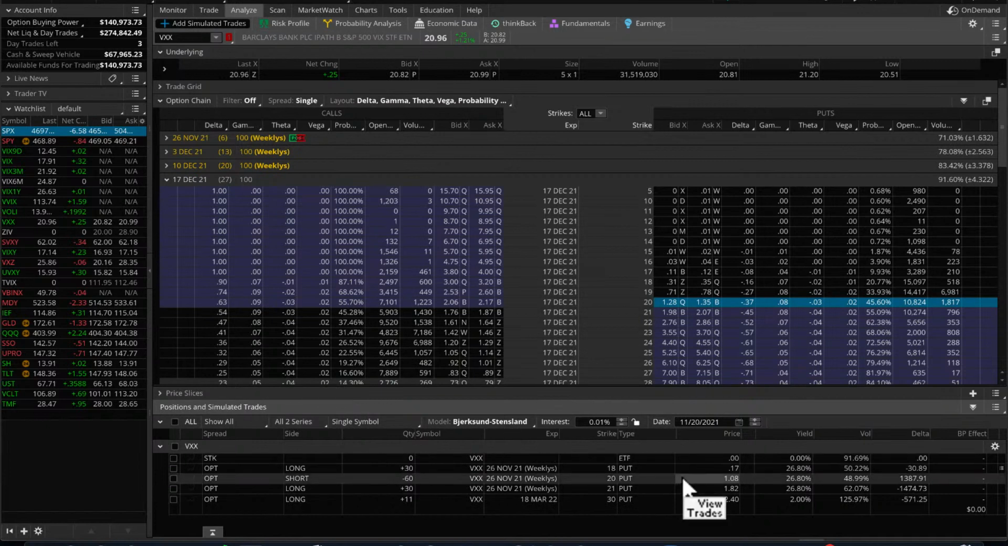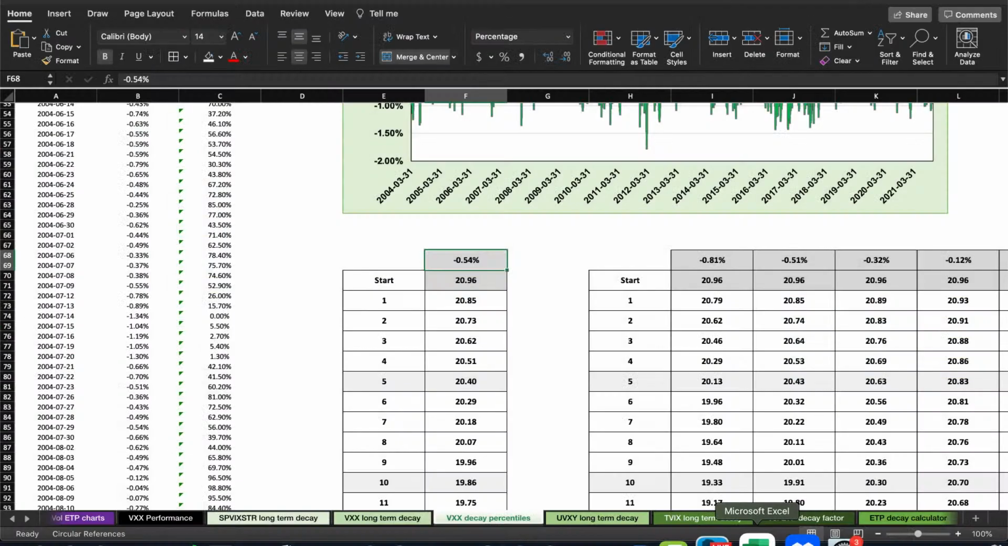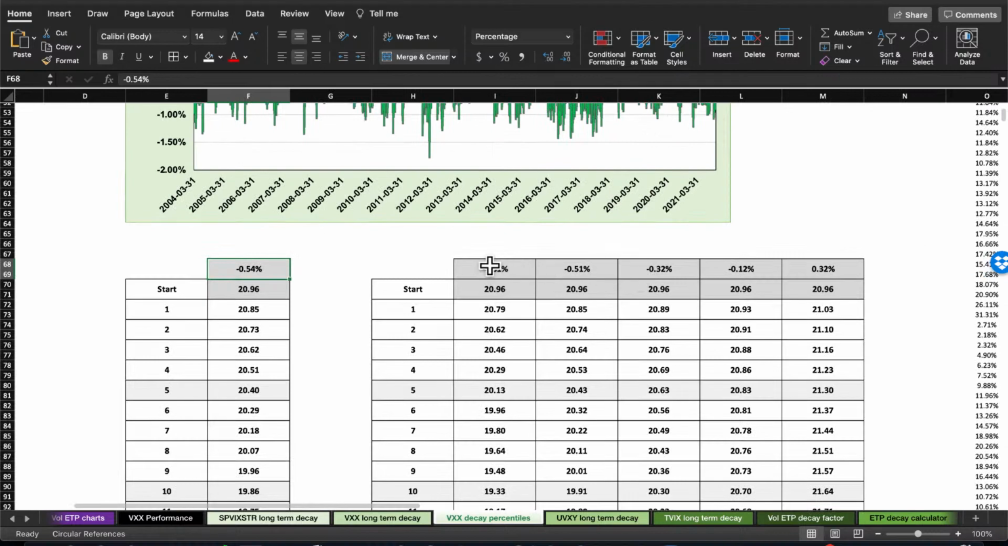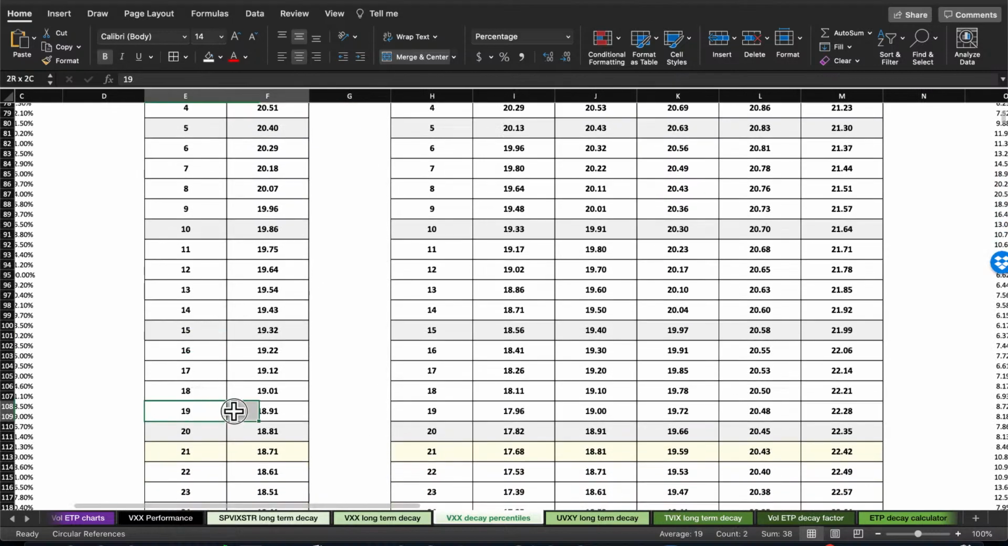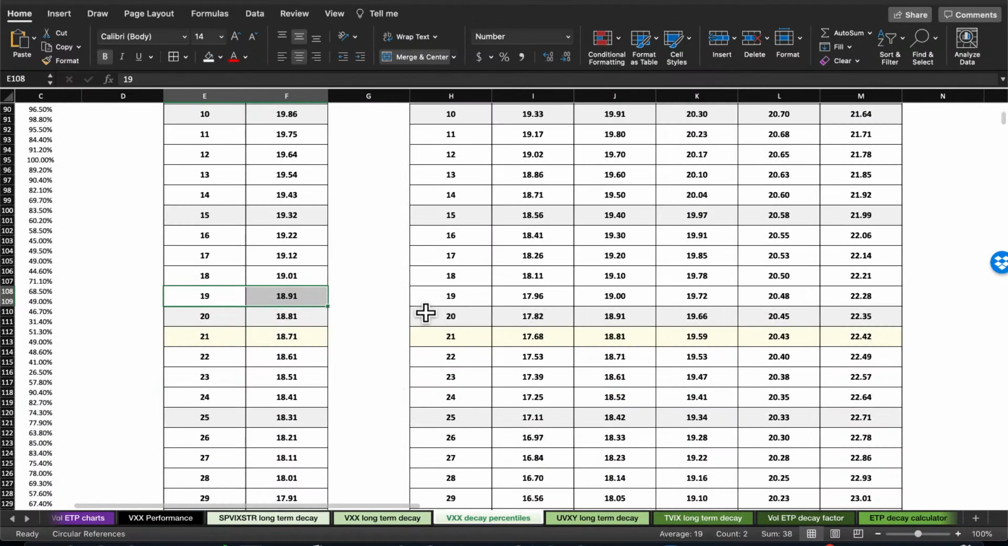Where should we set our strike? It's fairly random. There's a lot of strikes there. What should we do? Well, if we use what I'm looking at here, I can basically go down to 19 days from now. I'm expecting, if the VXX decays at the same rate that it is currently decaying as of last Friday, 19 trading days from now, I'm expecting it to be 18.91.